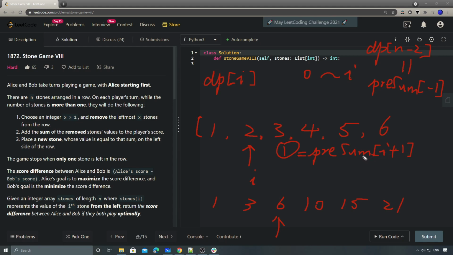And after this, basically after taking the two numbers, we're handing this game to the next person, right? And the next person will also play optimally, right? Which is also like what? It's going to be a minus dp I plus 1, right?